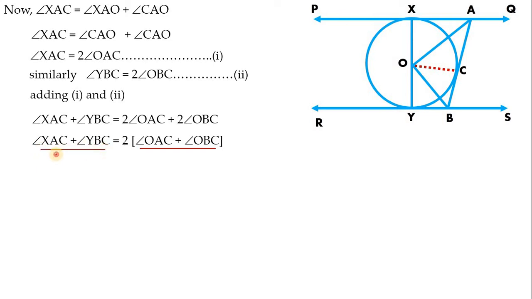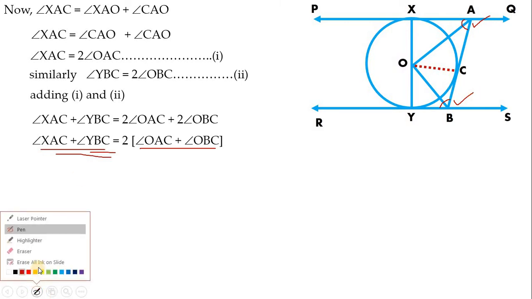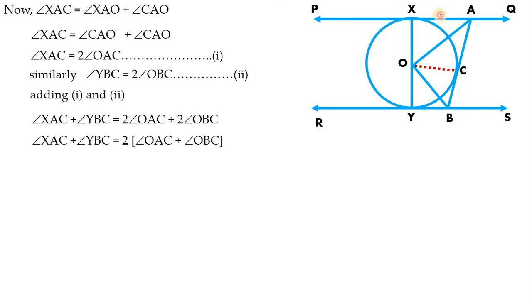And next, understanding is very important. These two angles, I mean XAC, this angle, and YBC, this angle, are angles on the same side of the transversal. They clearly said in the problem PQ is parallel to RS, and we can assume AB is a transversal. Then these two angles are on the same side of the transversal. Therefore, the sum of angles on the same side of the transversal is 180 degrees. Hence, in this place I can write 180 degrees.